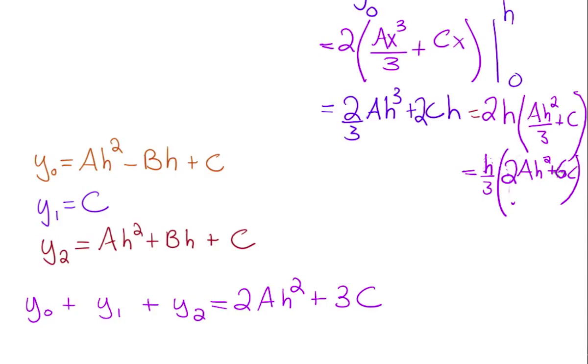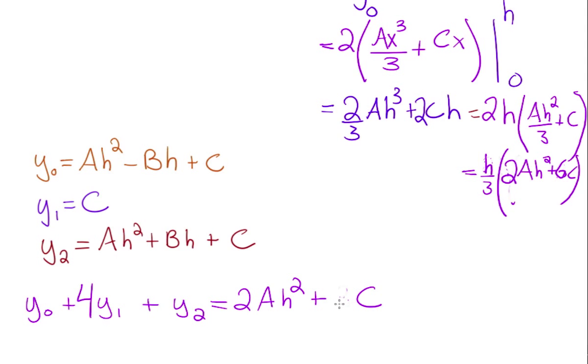So forget about the h over 3 because that's just a constant. So you're trying to get this to be that: y0 plus y2 plus 3y1. No, plus 4y1. 4 y1s, right? Yeah, and then you are good to go. Because y0 plus y2 gives you the 2ah squared, and then it would give you 2 c's, and then you need 4 more to get to 6 c's, right?